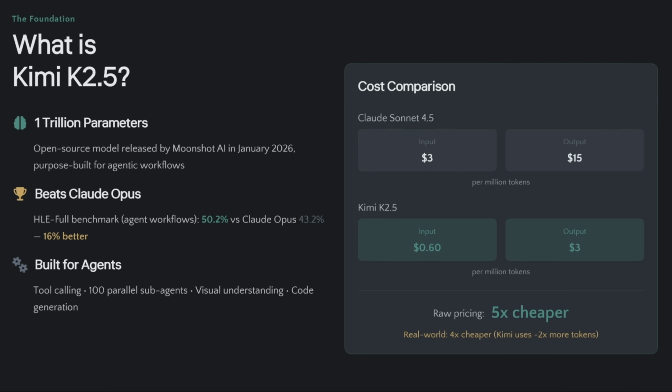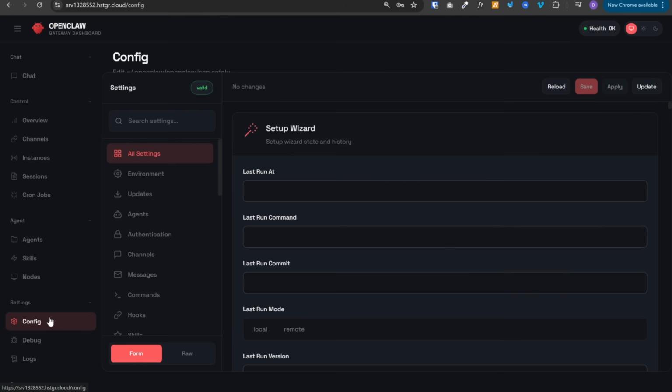Now let's talk about the costs. Claude Sonnet 4.5 costs $3 for input tokens and $15 for output tokens per million tokens, whereas Kimi K2.5 costs 1/5 of that. It means it's 5x cheaper than Claude Sonnet 4.5. In the real world, Kimi K2.5 uses almost twice the number of tokens, but still, even after that, it's 4x cheaper than Claude Sonnet 4.5. Now let's see how to set up Kimi K2.5 with OpenClaw.